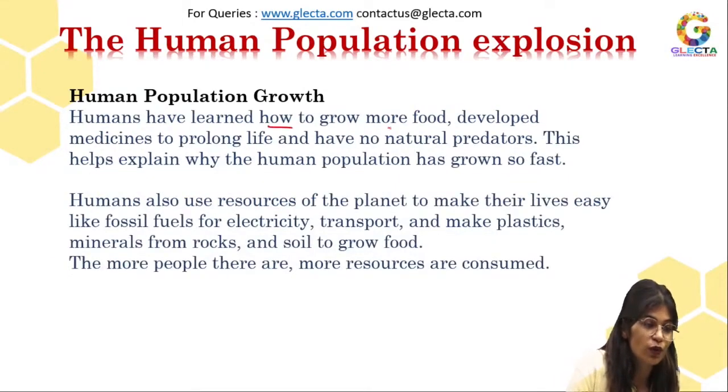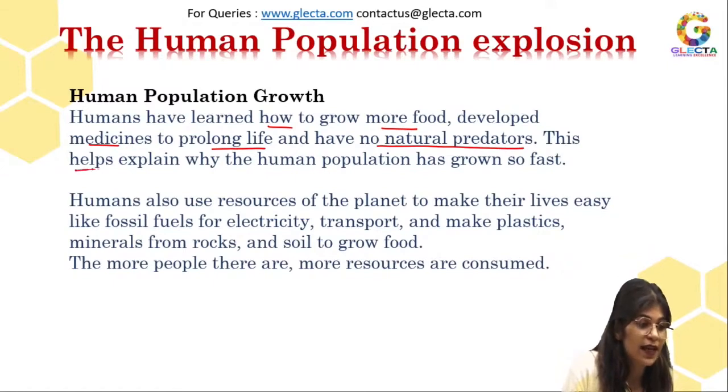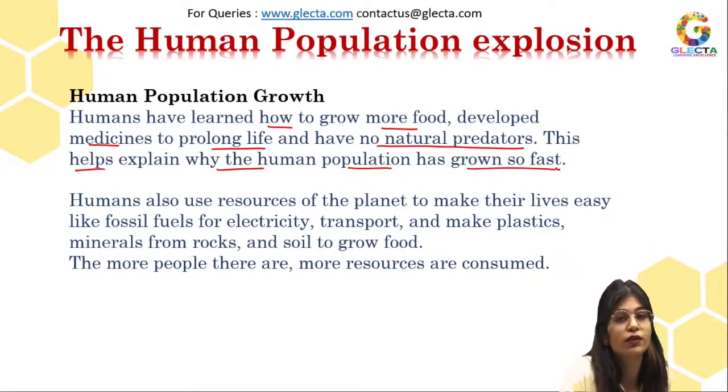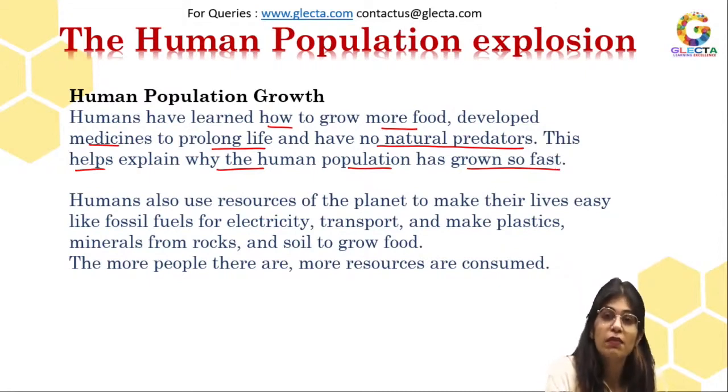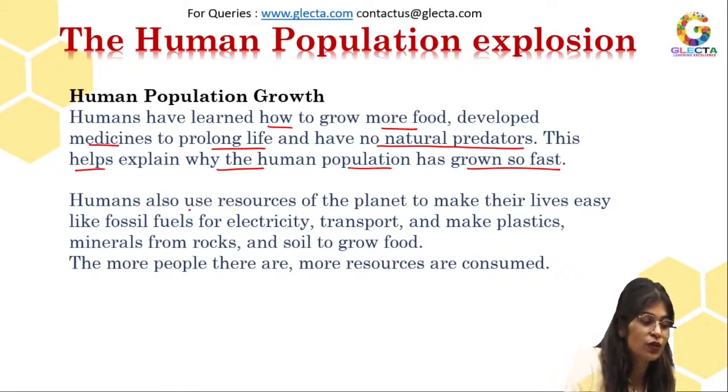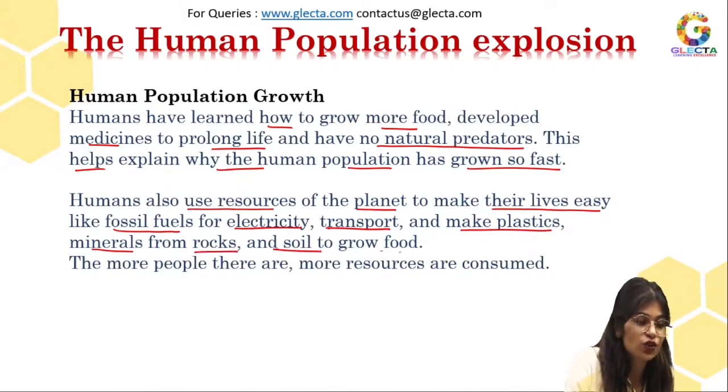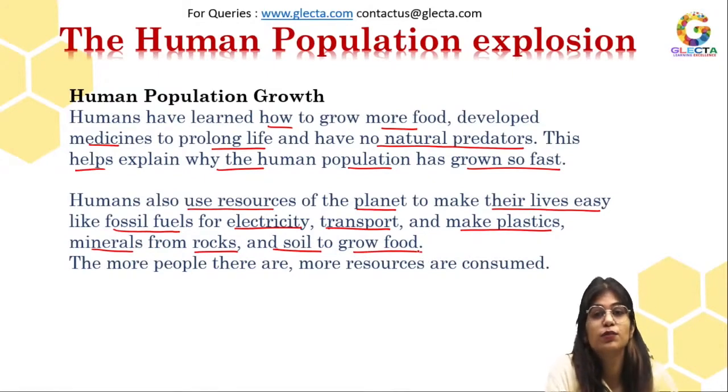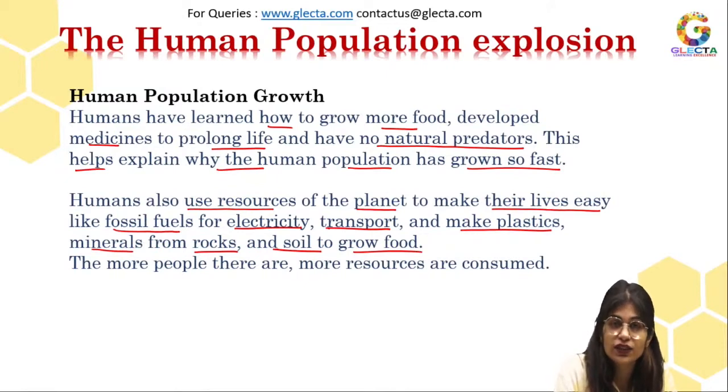Humans have learned how to grow more food, develop medicines to prolong life, and have no natural predator. This helps explain why the human population has grown so fast. If we had any of these, we might not have increased the population so much, or we might not have reached this amount of population. Humans also use resources of the planet to make their life easy, like fossil fuels for electricity and transport, and to make plastics, and minerals from rocks and soil to grow food. So we're technically using everything that's available on the planet for our use. We're not actually letting any other organism use it to the level that we are using.